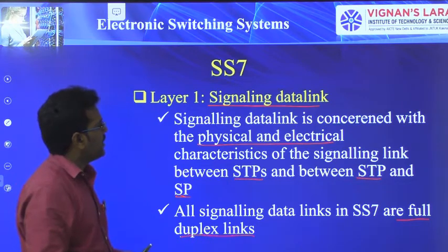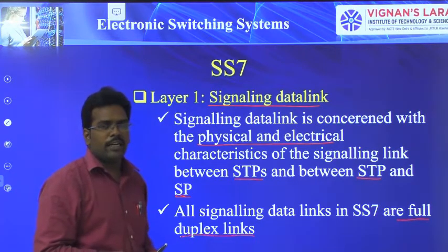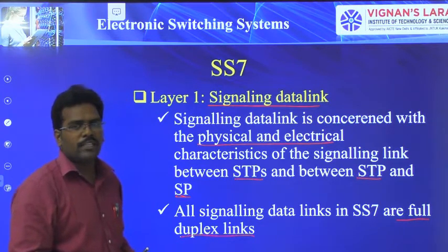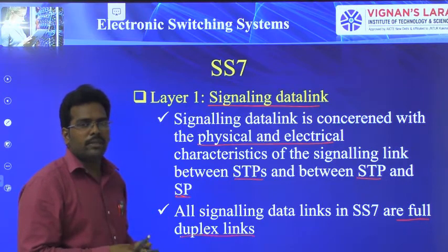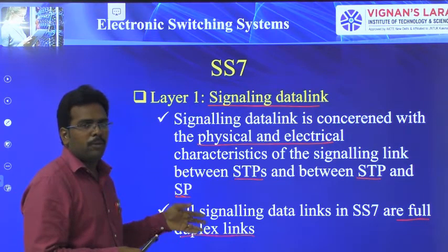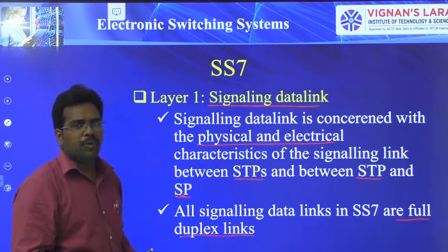It is mainly used to characterize the physical and electrical characteristics of signal links that are in between the STPs or in between STP and SP. And one more point here is all the signaling data links used in SS7 are fully duplex.